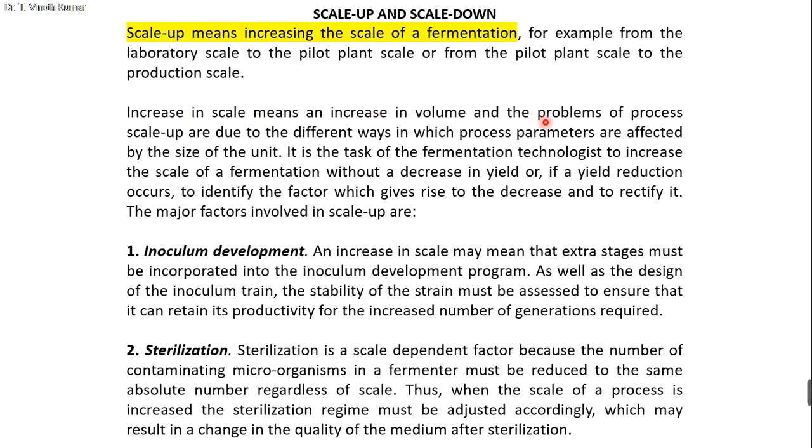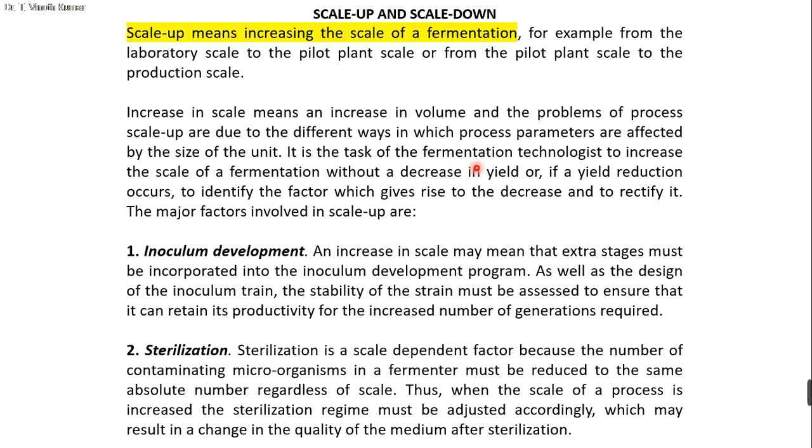The volume is going to be increased, and the problems of process scale up are due to the different ways in which the process parameters are affected by the size and unit, because it is not the case that you are going to apply the same power. For example, if you have a 1.75 liter fermenter and a 1000 liter fermenter, whether the power given for the rotor is the same, entirely different, because the size of the motor is different, the liquid handling and machineries are different, and the probes are different. So the setup and the design of the fermenter, everything is different, but each and every parameter will be considered in this case.